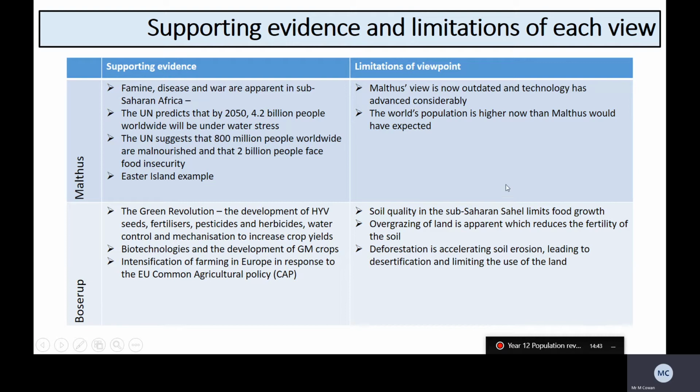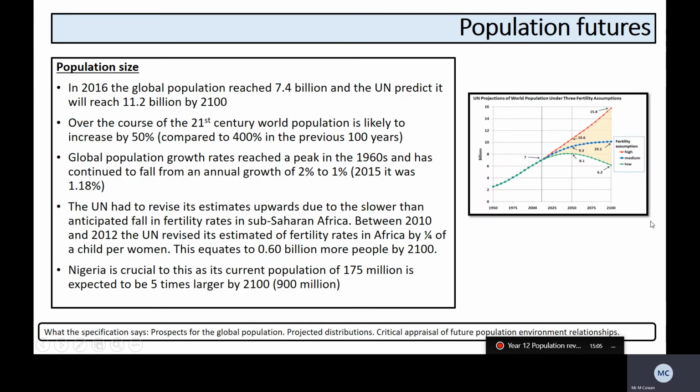But there are limitations. So the fact is that soil quality in the sub-Saharan Sahel does limit food growth. And there is apparent overgrazing of land, reducing the fertility of the soil. And we also know as well that deforestation, as people try and acquire more resources, is accelerating soil erosion, leading to desertification. So what about the population futures?